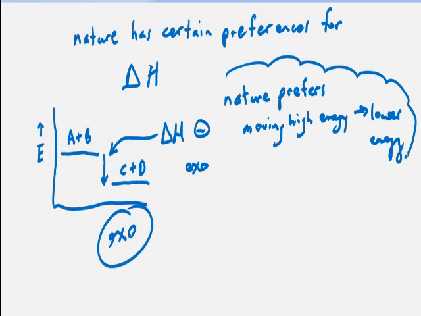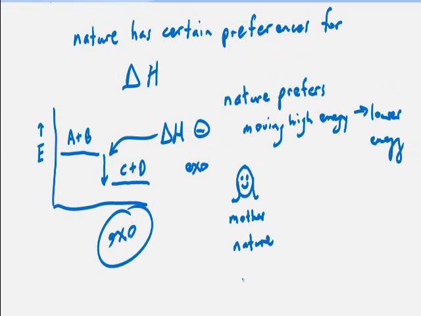Now, nature prefers movement from high energy towards lower energy. This would be why, for example, when we trip, we fall down. Why water flows downhill. In both cases, something is moving towards a lower state of energy. So you could say here, Mother Nature prefers when we have an exothermic process and we have a delta H that's going to be a negative number.